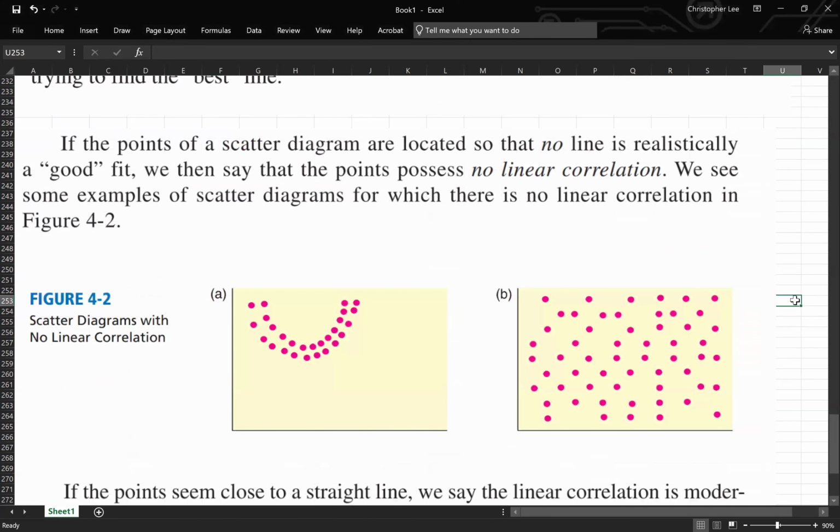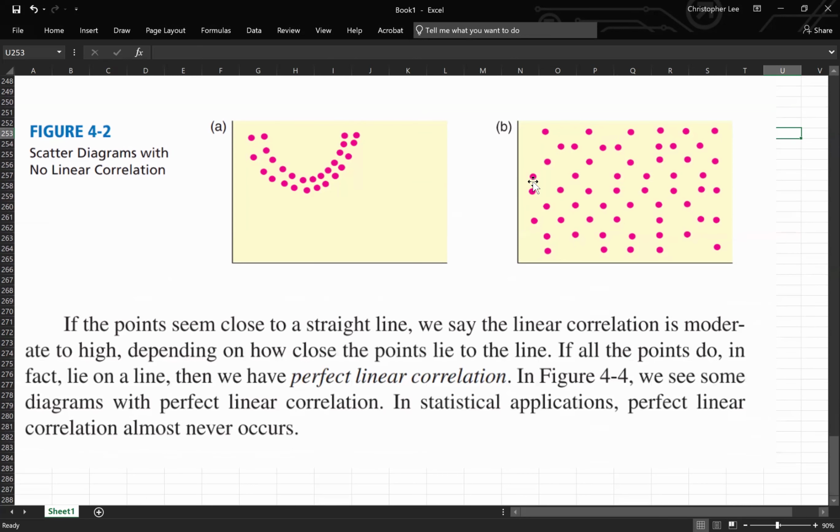So if the points of the scatter diagram are located so that no line is realistically a good fit, we then say that the points possess no linear correlation, right? And we see some examples of scatter diagrams like this. Let's look at A. It looks parabolic, but that's not linear. That's the whole point. Or B, this is a scatter diagram too, where we can't even tell what kind of correlation that is. That just looks like zero, right?